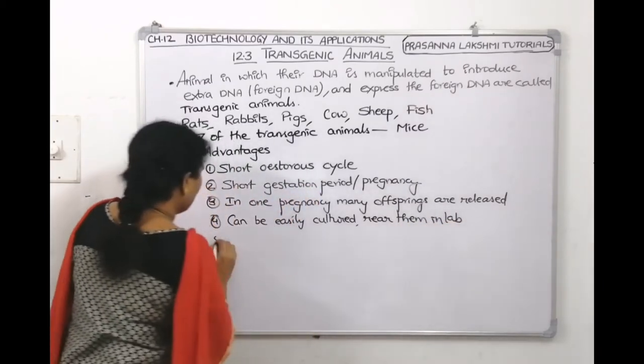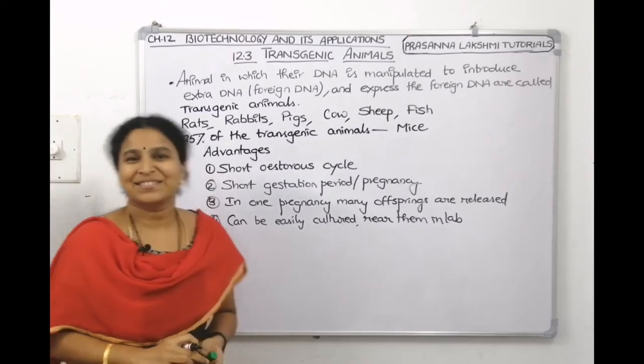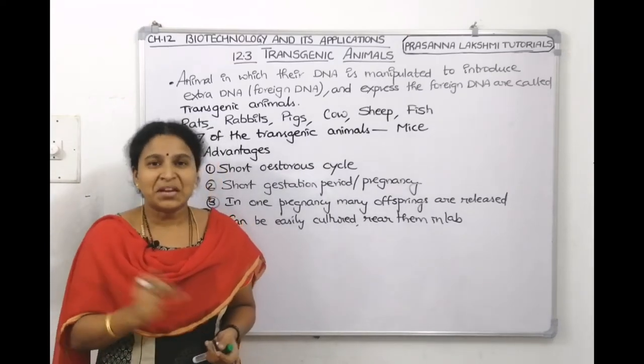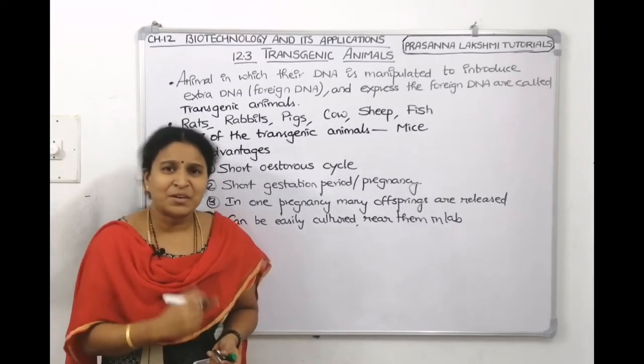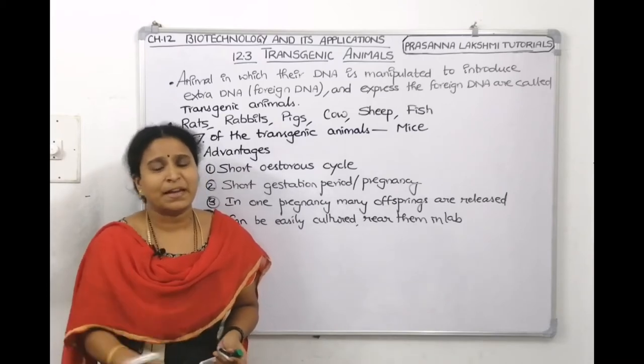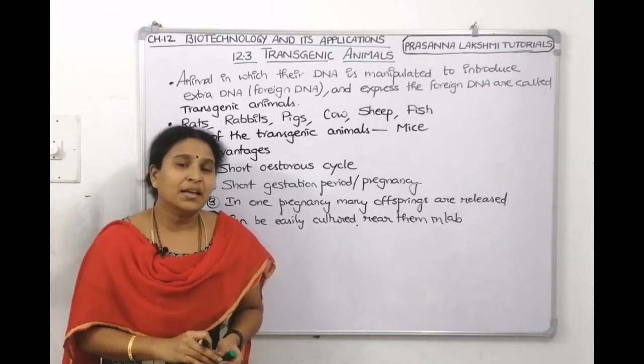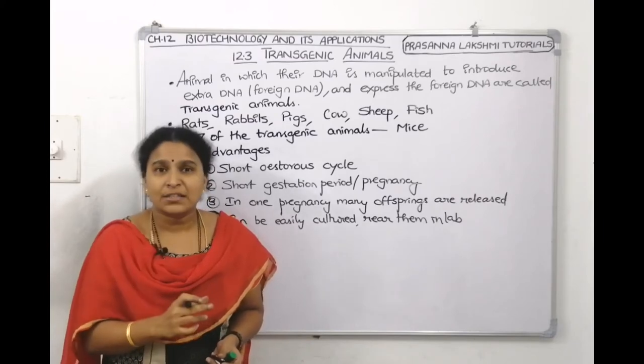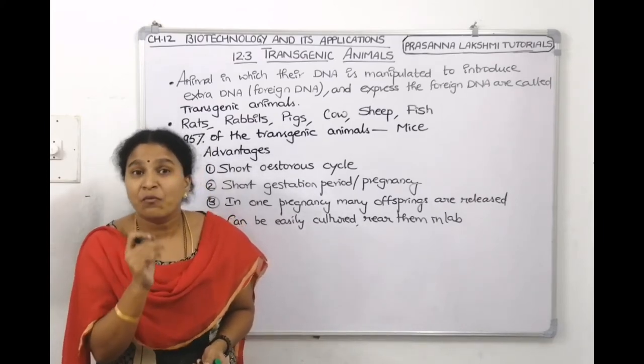Right? So monkeys and all, will they listen to us? So no, right? We can't. So guinea pigs, mice, rabbits, they became our experimental animals, because we can tame them. And the other one is, in vitro fertilization experiments on mice can be done very easily.